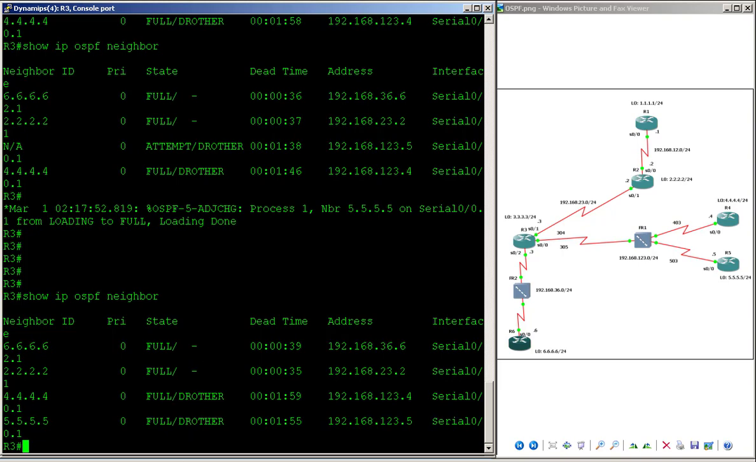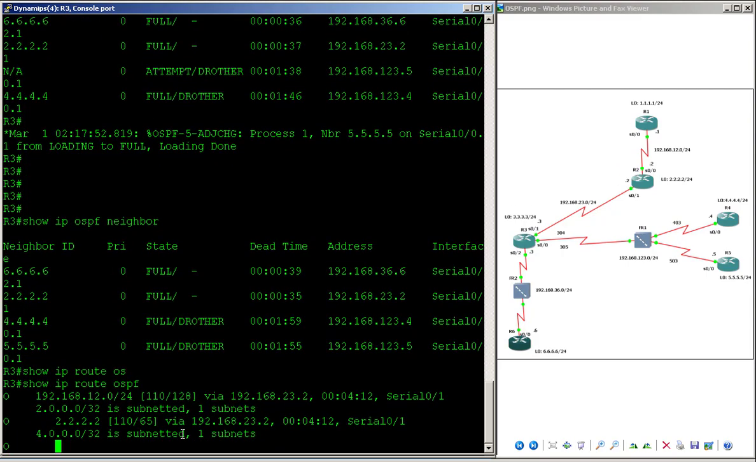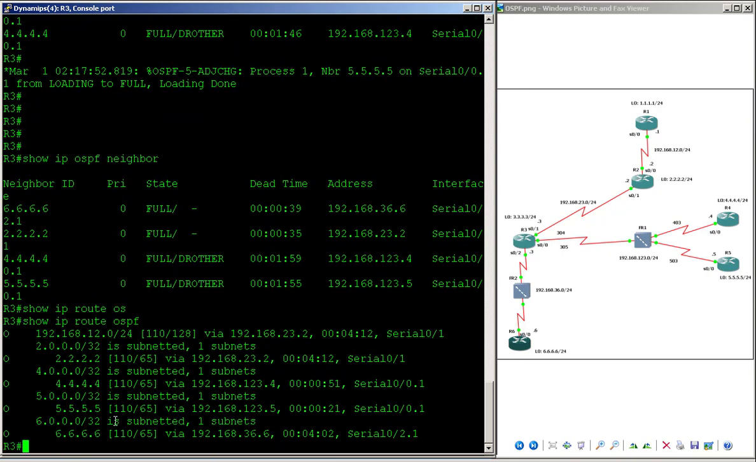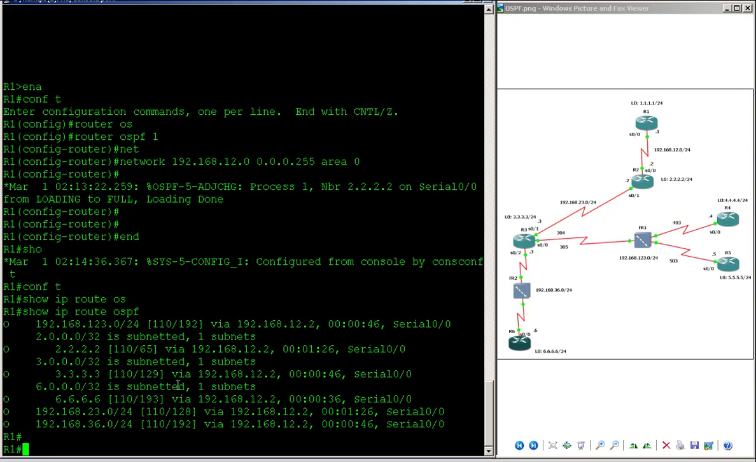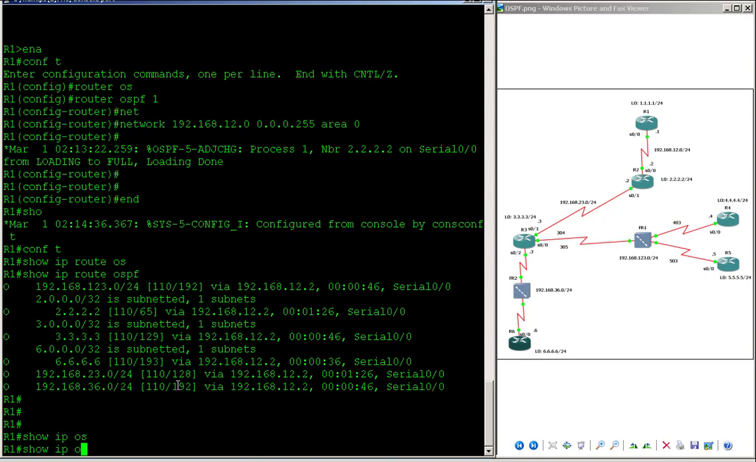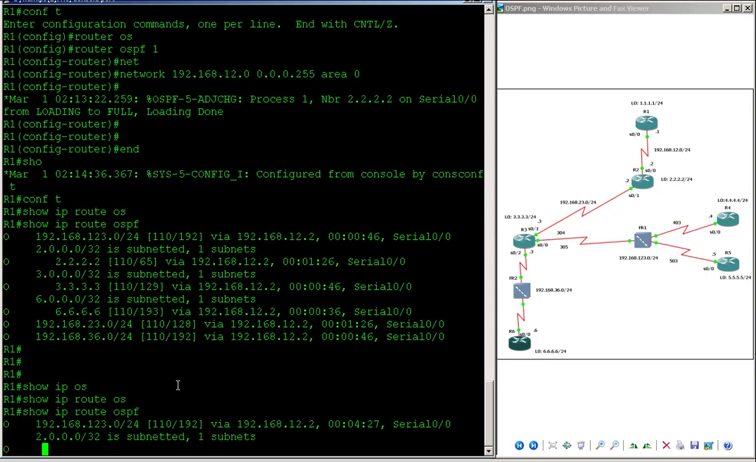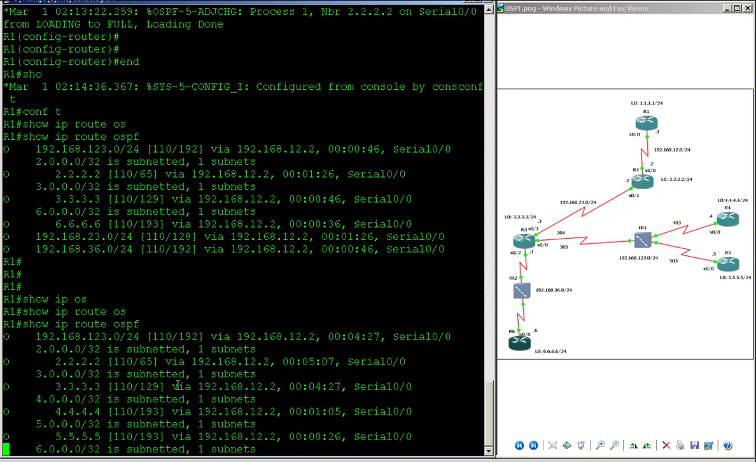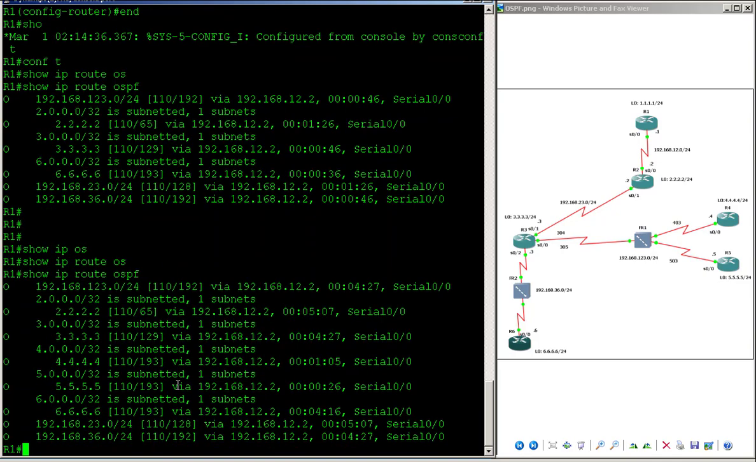If I stay on router 3, I do show IP route OSPF. I should be able to see 4 and 5 now. 2, 3 is himself, 4, 5, 6. If I go to router 1 now and do show IP route OSPF, then I can see 2, 3, 4, 5, 6, and that's what I need to see.